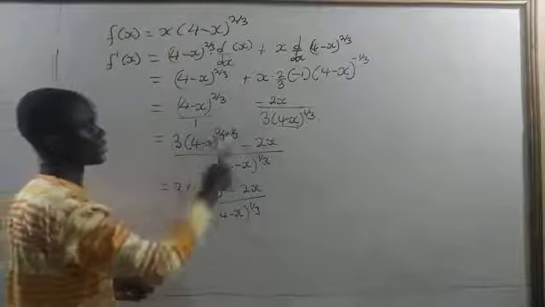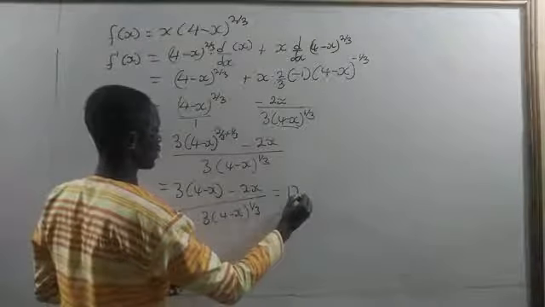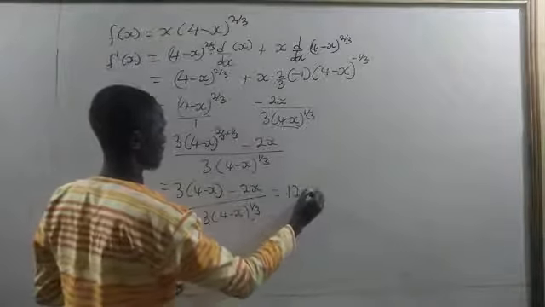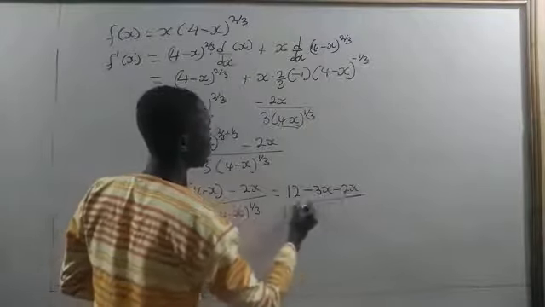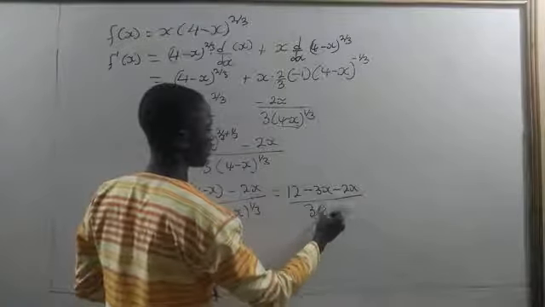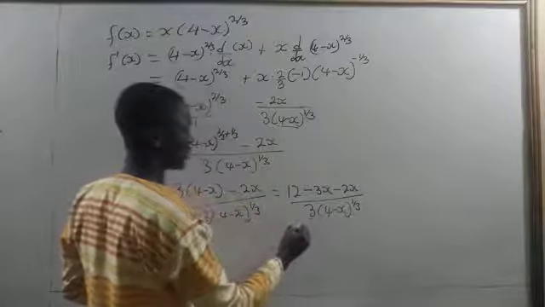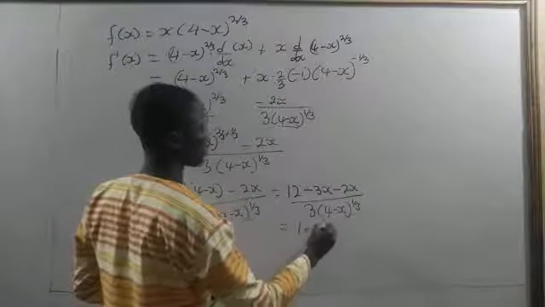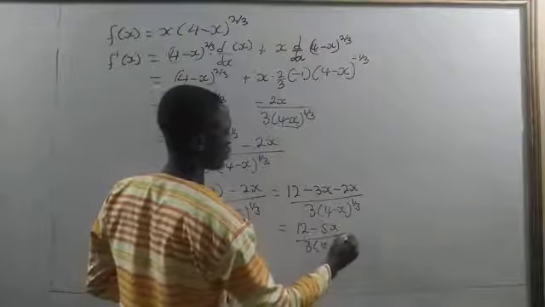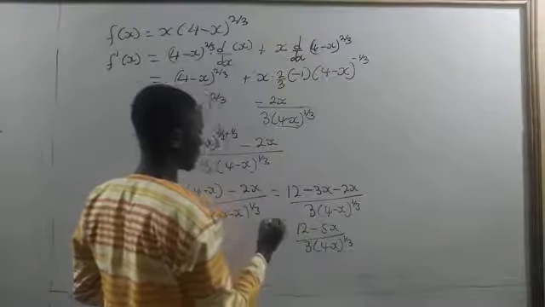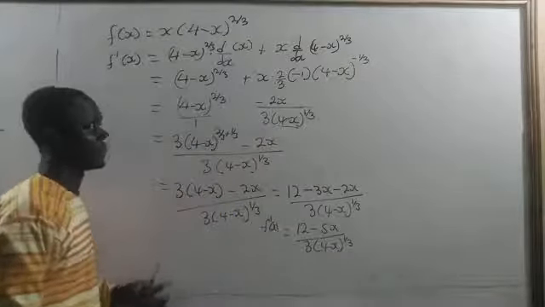2 on 3 plus 1 on 3 will give us power 1. So this will give us 12 minus 3x minus 2x all divided by 3 times (4 minus x)^(1/3). And this will give us (12 minus 5x) all divided by 3 times (4 minus x)^(1/3) as f prime of x. So we've done the first derivative.